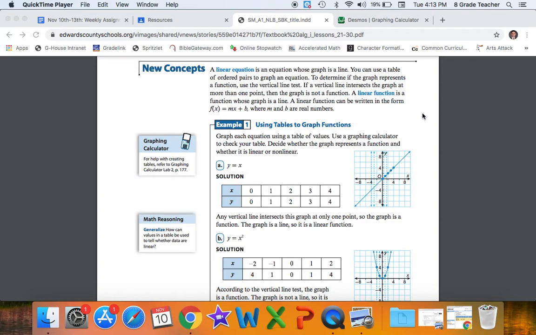So you can see that it's a straight line in this vertical format going up to the side here. And the vertical line that's drawn through it only intersects it at one point, so it is a linear function.